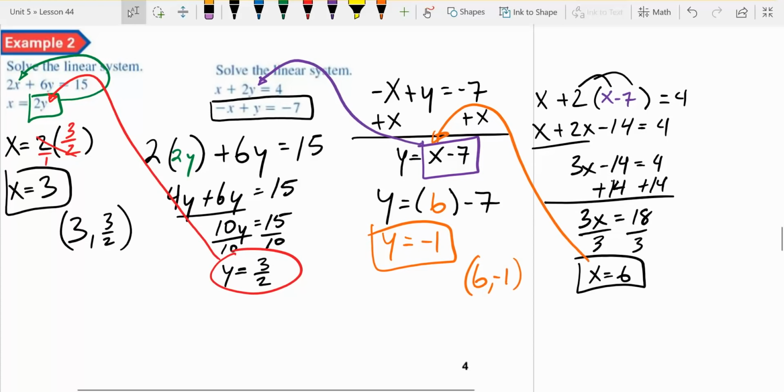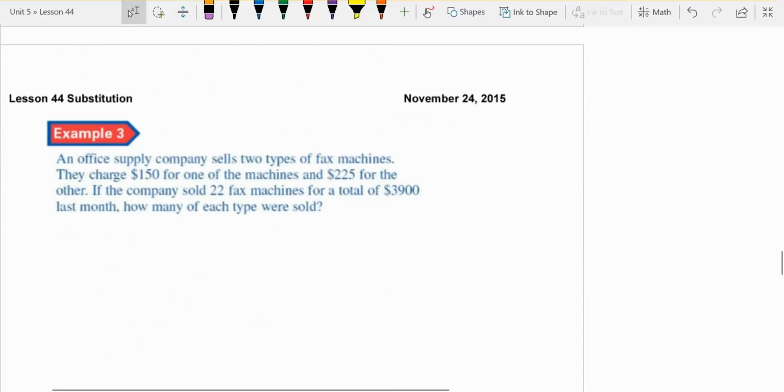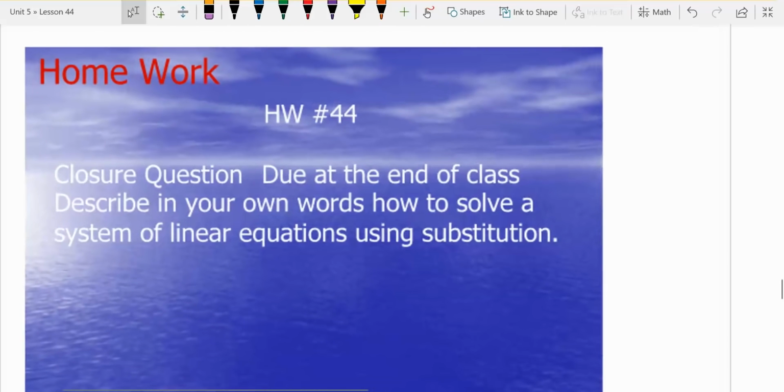So those are both those equations again. And our lesson today is homework 44.